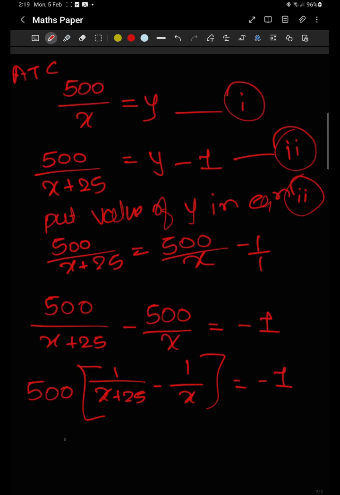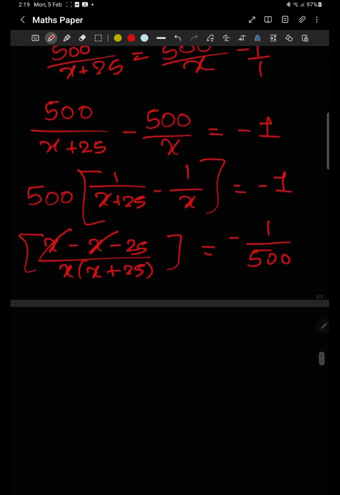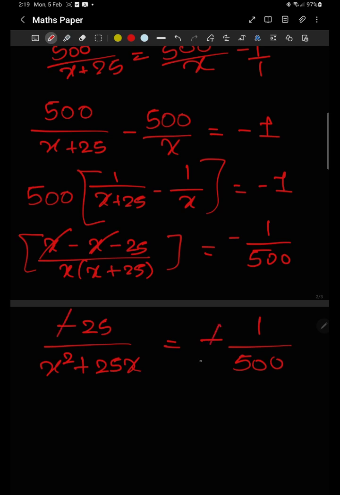Okay, so here I'll do the LCM. It will be minus 1 upon 500, LCM will be x minus 25 upon x into x plus 25. Okay, this plus minus x will get cancelled, and here I will get minus 25 upon x into x is x square and x into 25 is 25x equals to minus 1 upon 500. Minus and minus getting cancelled. I'll do the cross multiplication.